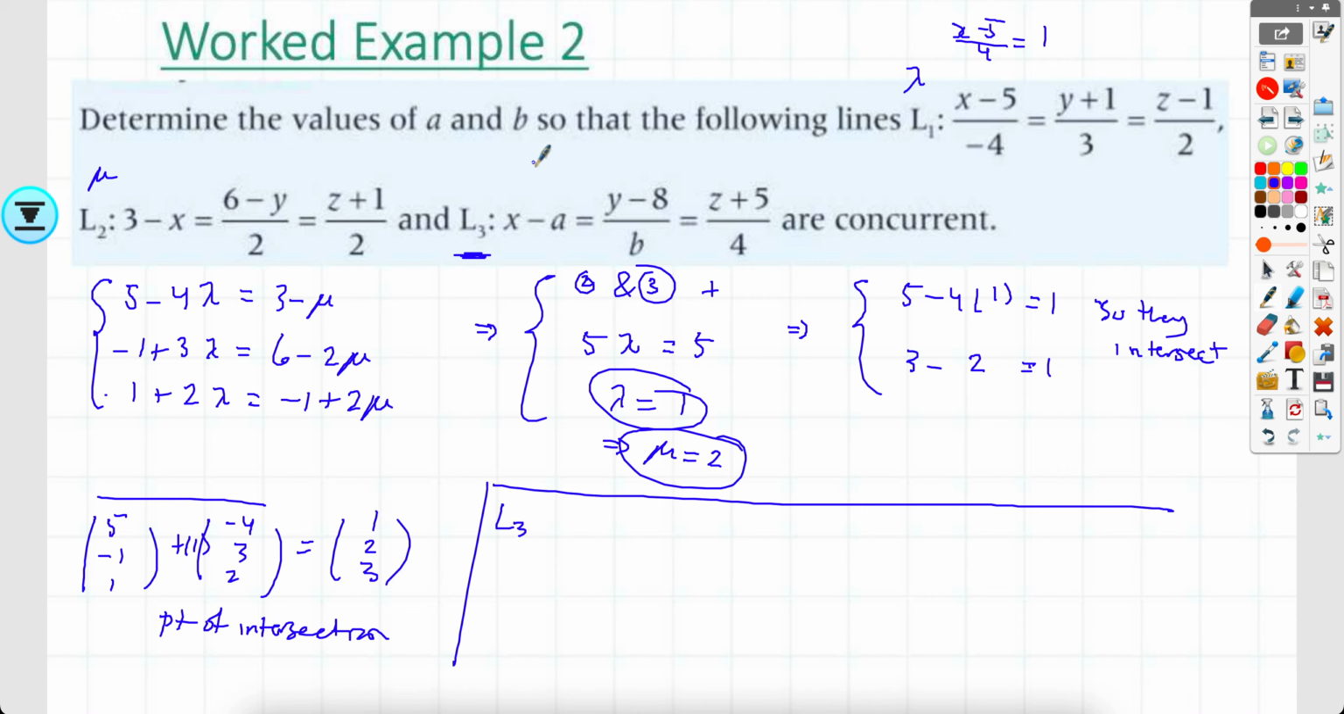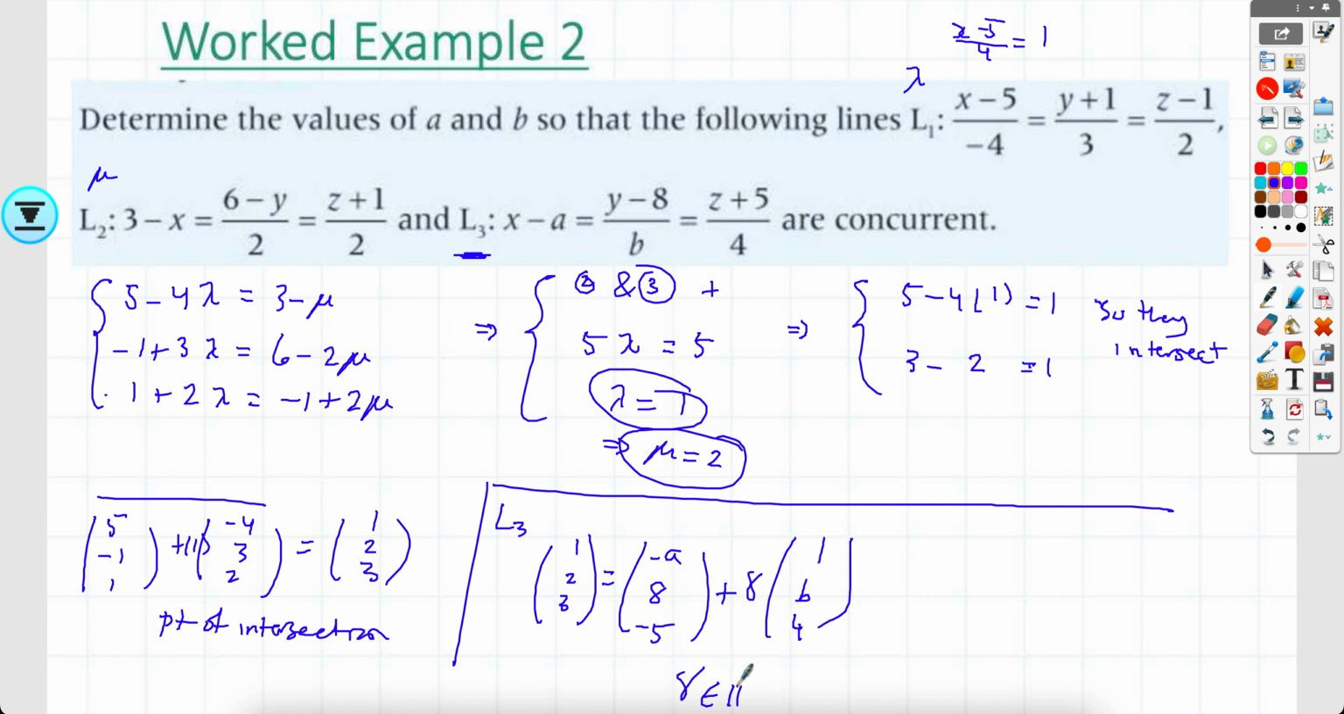I want to fit it into line 3. So in line 3, I want to fit 1, 2, and 3. I want to find the a, b that would give me that. So 1, 2, and 3 should fit into, I'm just going to write it in vector form, plus, let's say, gamma times 1, b, and 4. So gamma is my scalar. So the first one, I'll have 2 unknowns, so I'm just going to ignore it. The second one, also 2 unknowns. I can see that the third one is going to give me a nice equation. This is 3. And at least I could find gamma from here.